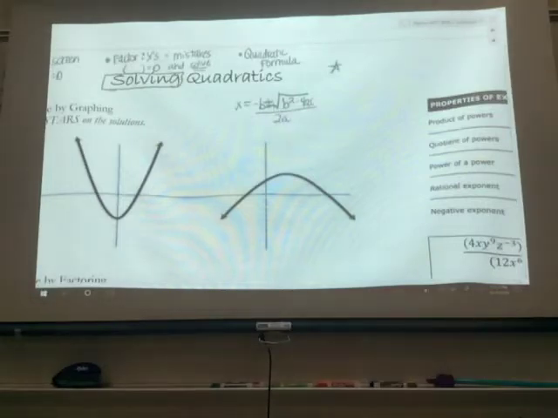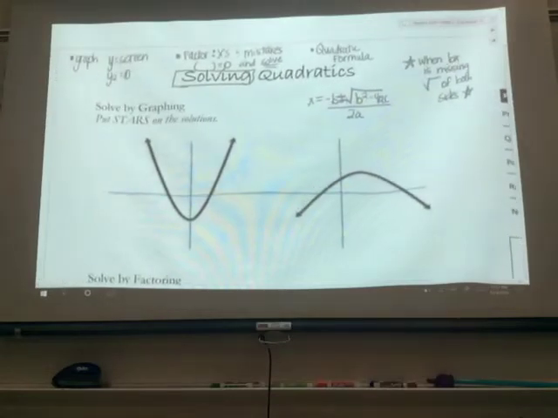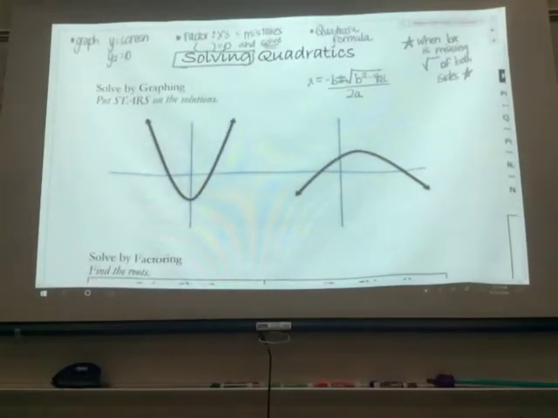Now there is a special case when our bx is missing. We can take the square root of both sides. And y'all will remember that here in a second. We'll do an example like it. But these are kind of the 4 ways we've learned. 1 to graph, 2 to factor, 3 to use the quadratic formula, and then also if there's a special case, we can kind of skip a few steps and cut corners.